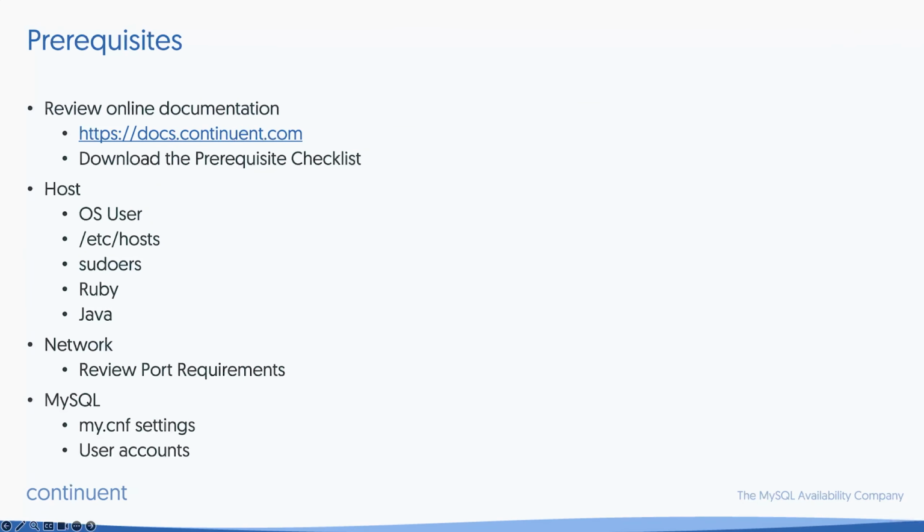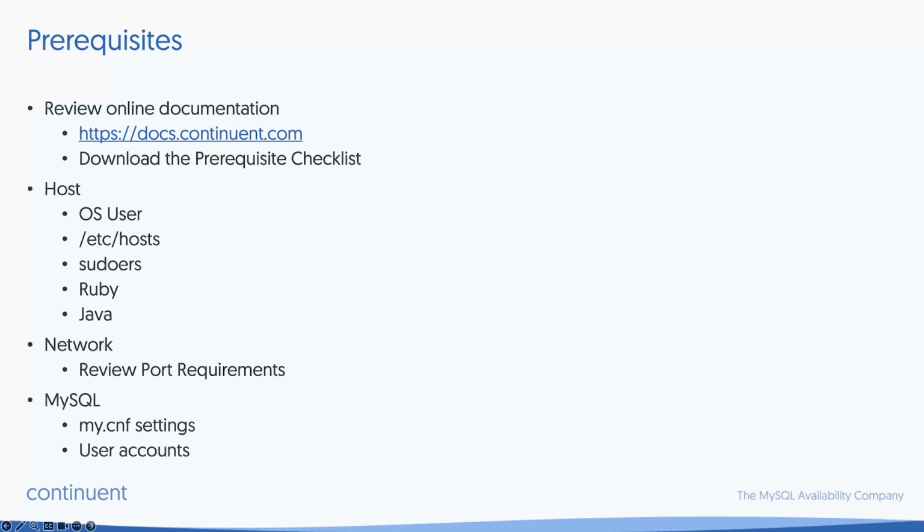So what are the prerequisites? There are a number of prerequisites required for installing Tungsten, and it's always recommended to review the full details on our documentation pages. The link is here on the screen. This will always have the most up-to-date information, especially regarding supported versions of external tools such as Ruby and Java. Some of the key and essential ones: for the host, we recommend an operating system user for the installation.